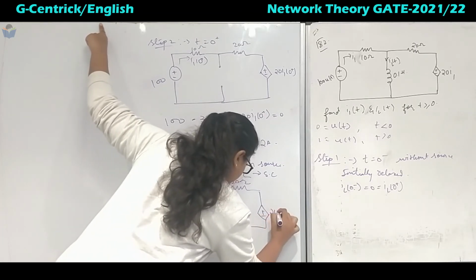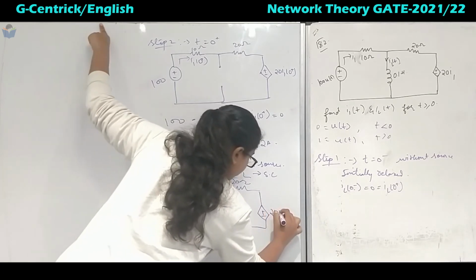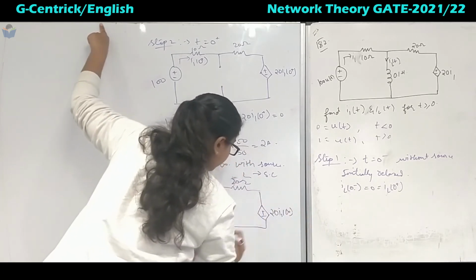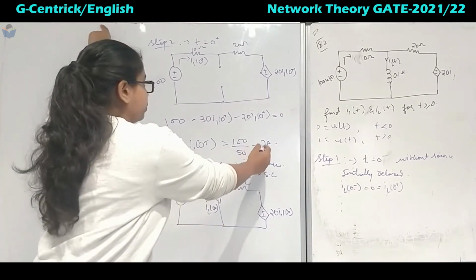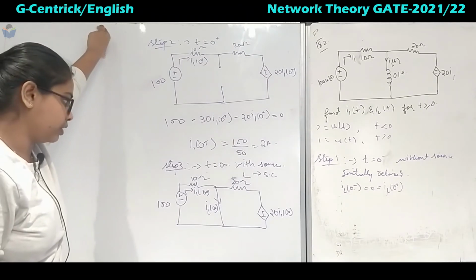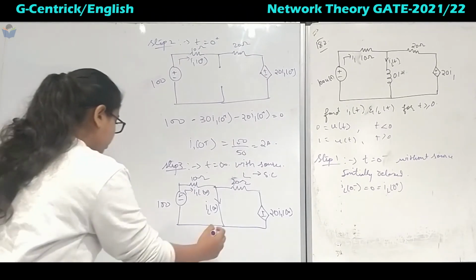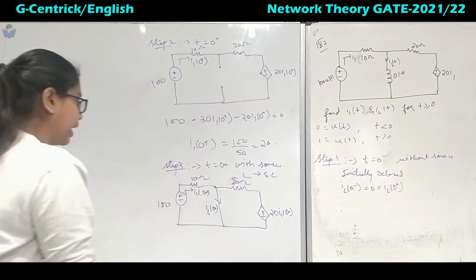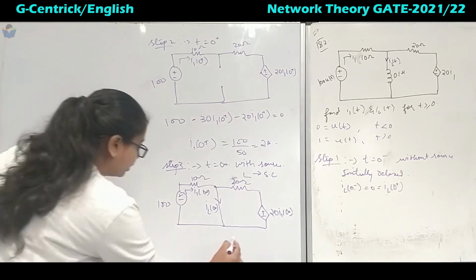Plus minus 20 of I1 of infinite; if this is I1 of infinite, this will also be I1 of infinite. Now if we also substitute 2 into it, it will be 200 amperes. So that is the current now. Now we have to find IL of infinite as well as I1 of infinite.